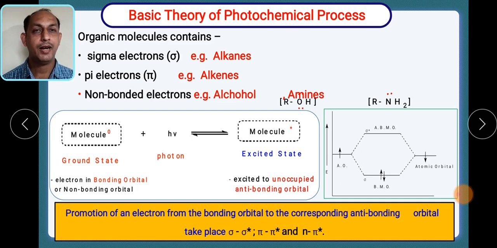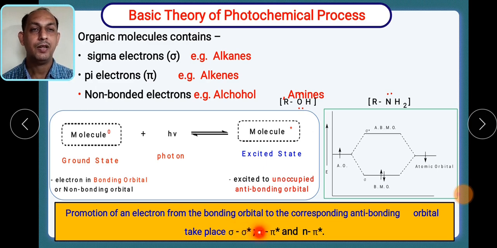So as we know, whenever the electrons are present in the ground state, they may be sigma or pi electrons, or non-bonded electrons, which are called n electrons. So what will happen when the promotion of an electron takes place from a bonding orbital to the corresponding anti-bonding orbital? The electron present in the sigma orbital gets promoted to sigma star, which is an anti-bonding orbital.